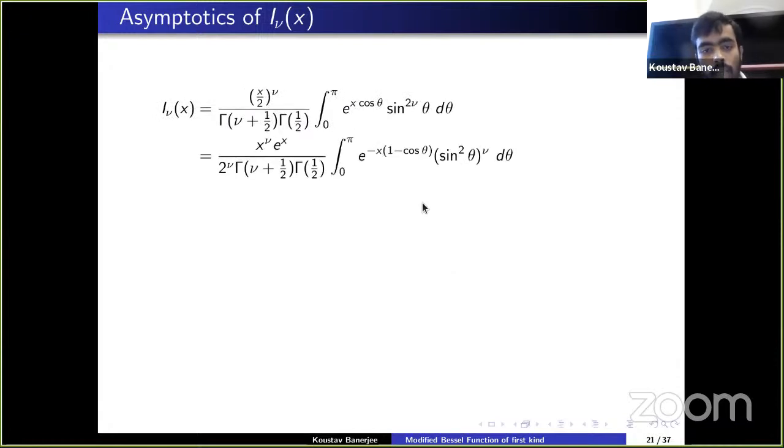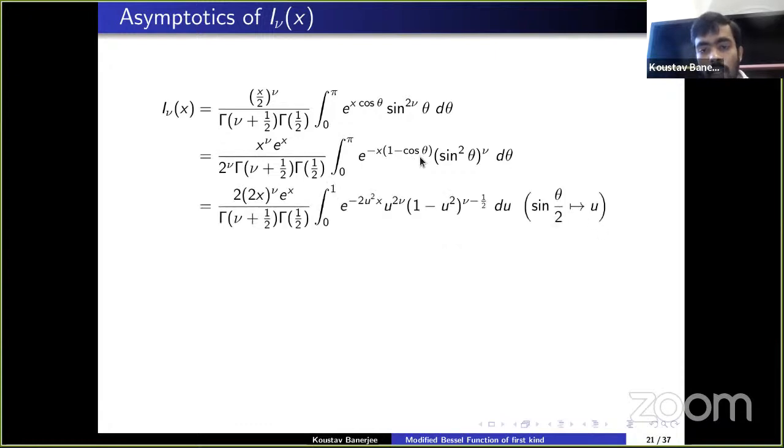So I extract e to the x so as to adjust minus x times (1 minus cos θ). And then I replace sin(θ/2) to be u. And then I transform this integral to the integral from 0 to 1 of e to the minus 2u square x, u to the power 2ν, (1 minus u square) to the power ν minus half du.